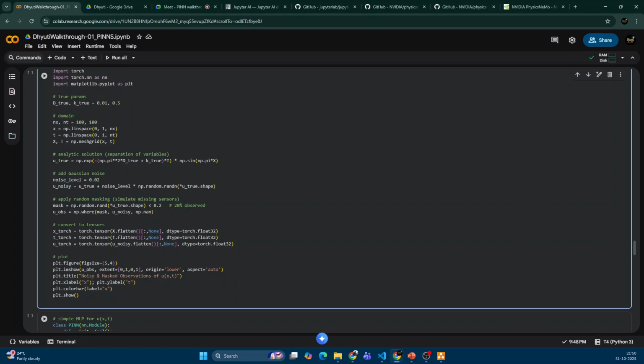Then additionally, in our case, we are trying to infer the diffusivity of the model, which is why we have D and k as learnable parameters. And the forward is basically a forward pass which concatenates your space and time together and then passes it through the network. And then you instantiate the model.